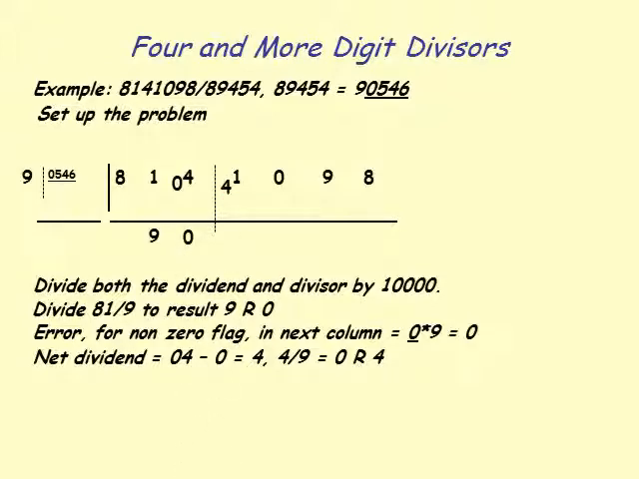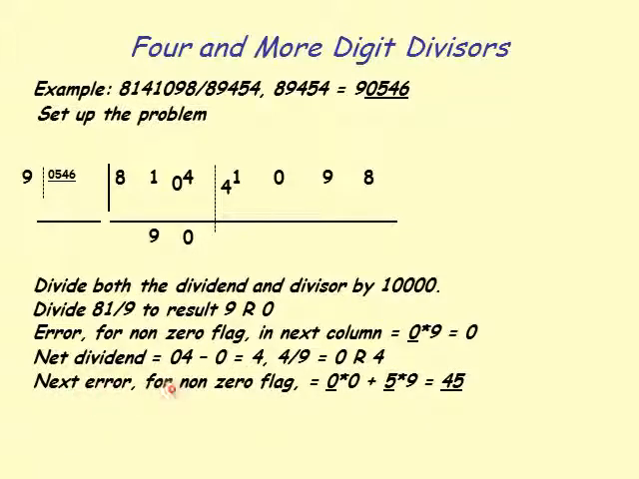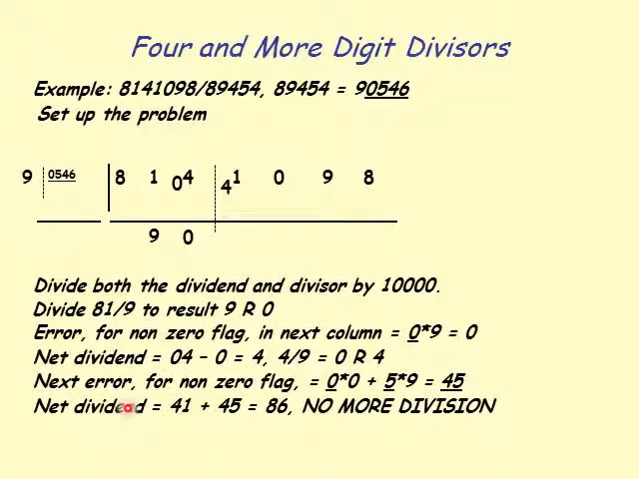Okay, now the 0, remainder 0 here. And the next error for the non-zero flag digits: we had 9 and a 0, and I multiplied that with negative 0 and negative 5. That means negative 5 times 9 crosswise and 0 times 0. That is negative 0 times 0 plus negative 5 times 9, which is negative 45. So this is the error. I'm going to subtract it from 41 in the next column. That means I would add 45 to 41. So the next net dividend in the next column is 41 plus 45, which is 86.